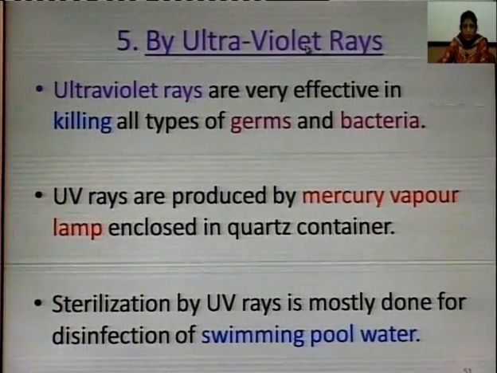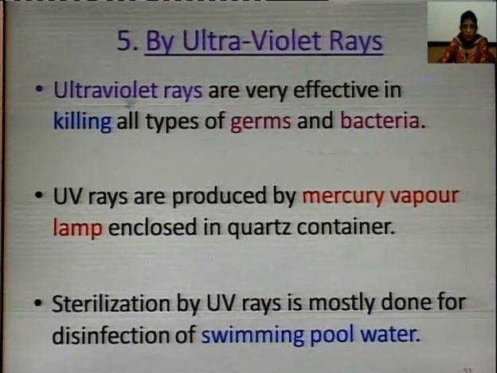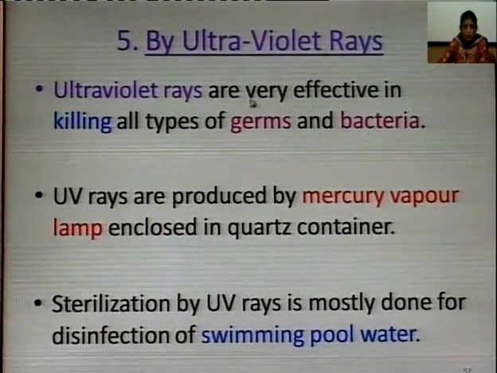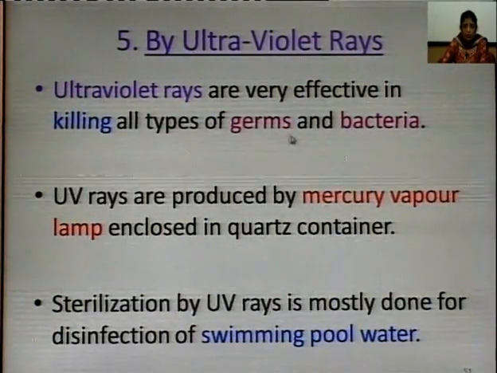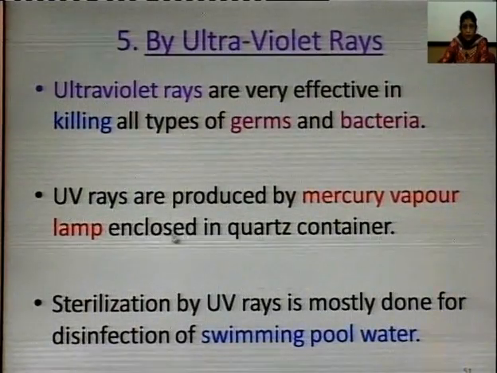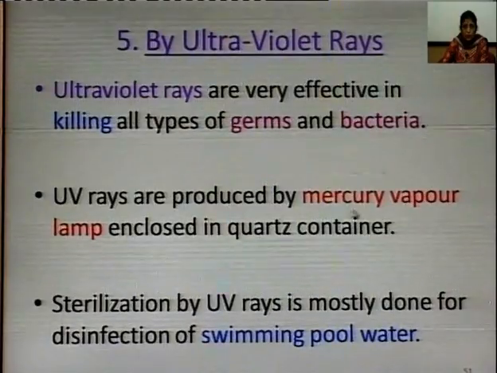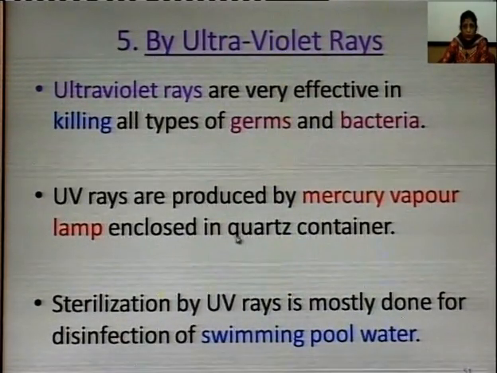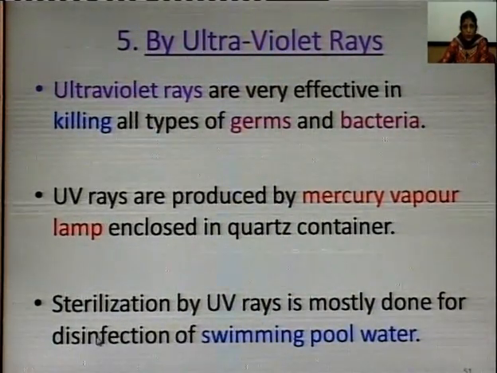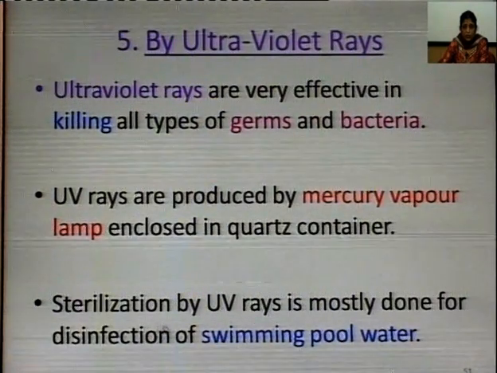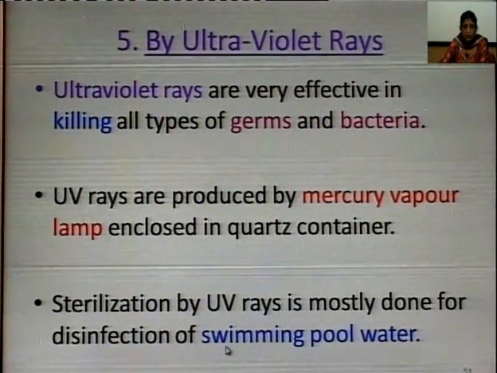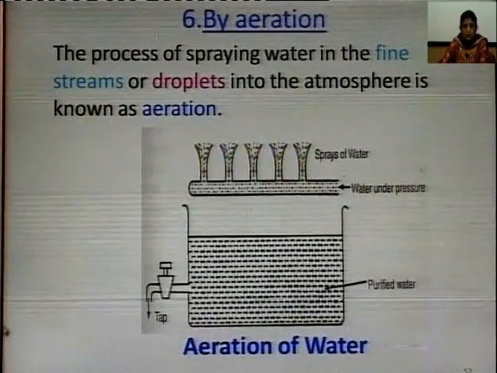Another method is sterilization by ultraviolet rays, which we can say UV rays, which are very effective in killing all types of germs and bacteria. So, how do we apply this method? These rays are produced by mercury vapor enclosed in a quartz container. Sterilization by UV rays is mostly done for disinfection of swimming pool waters.